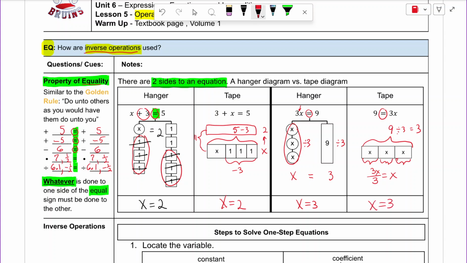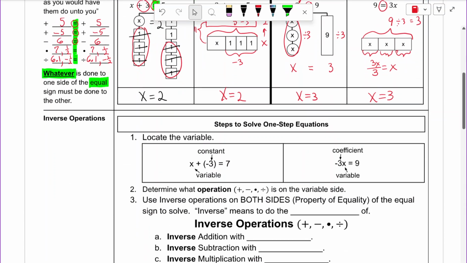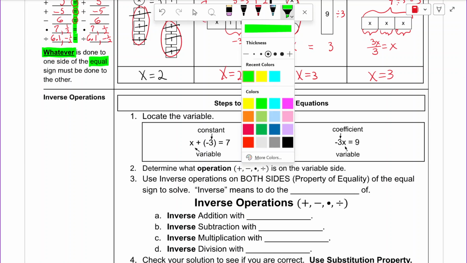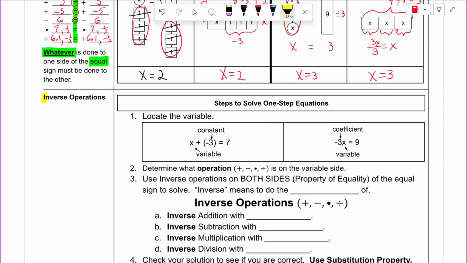Now the tape diagrams can be a little bit interesting when you're working with the property of equality. You can't quite see it, but it does happen. The hanger diagrams, on the other hand, really show it. So let's get down here and start looking at what inverse operations are. That's a part of the essential question. What are they? What are they used for?